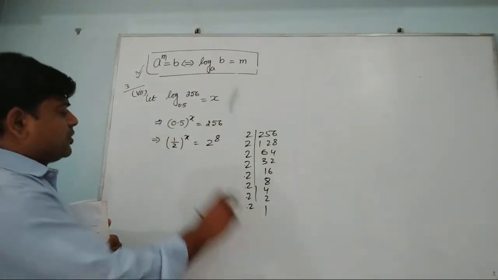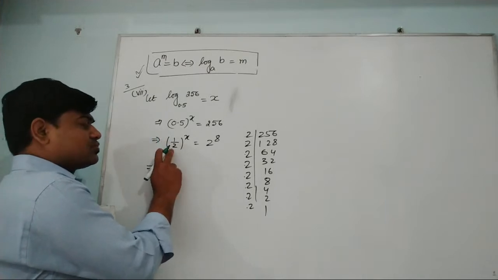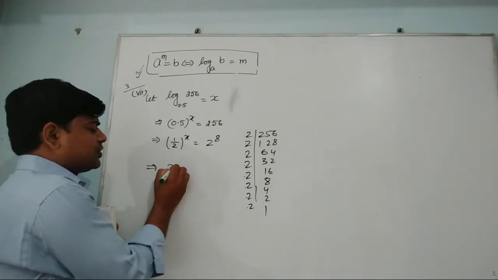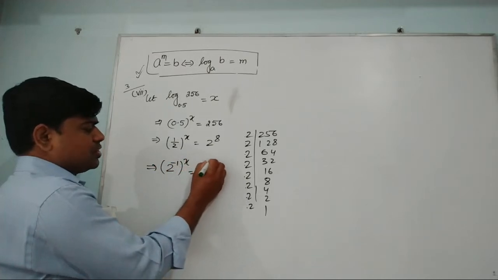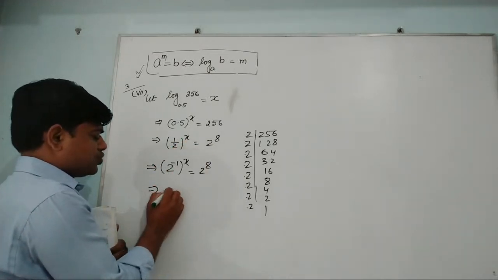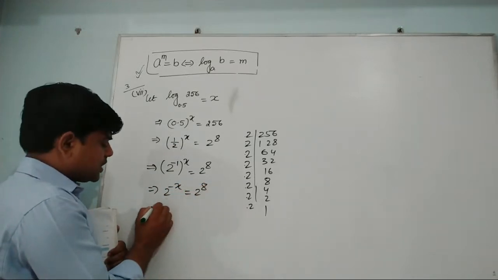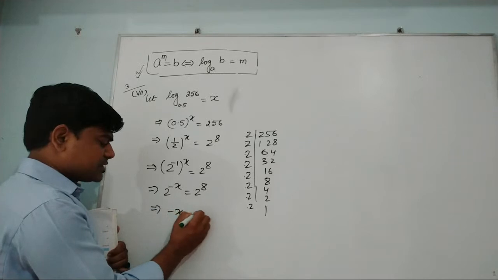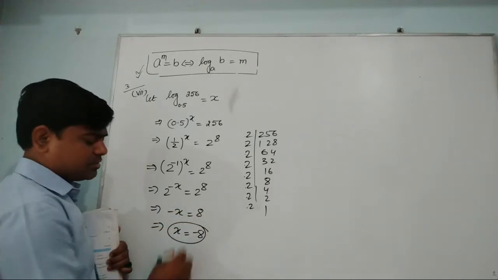Why have I written it this way? Because here also I am going to write one more line, and this 1 upon 2 can be written as 2 to the power minus 1, whole to the power x, is equal to 2 to the power 8. Now it is 2 to the power minus x is equal to 2 to the power 8, and we can compare. I can write minus x is equal to 8. This is x is equal to minus 8.